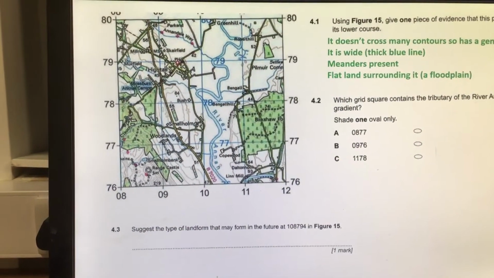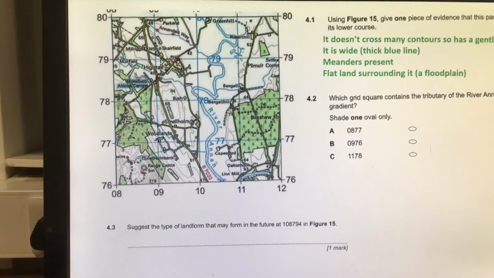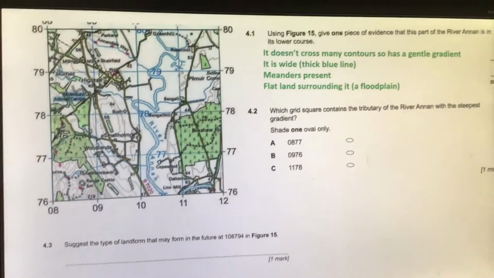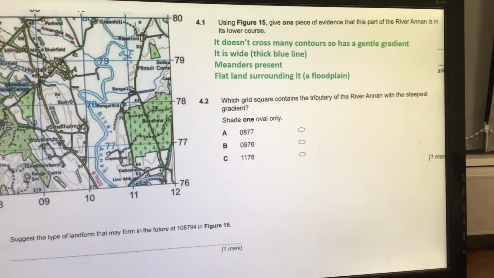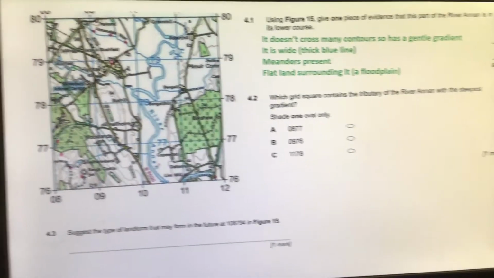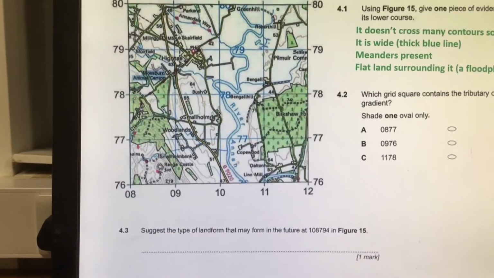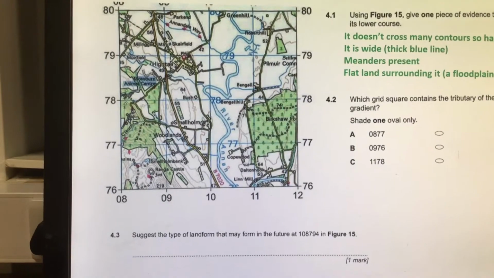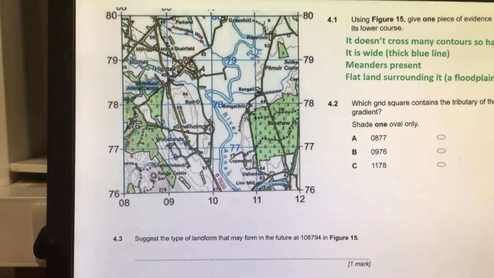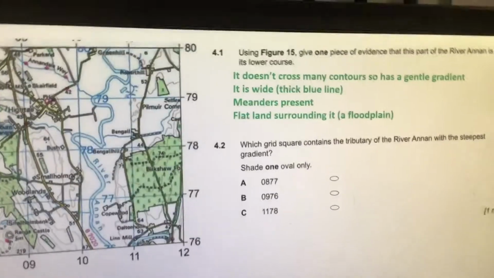And now we've got a few questions on rivers. So here we are then, we can tell it's Christmas, we've got another figure. It says, using figure 15, give one piece of evidence that this part of the river is in its lower course. So we've got the river here, and you've got to say what makes you know that it's the lower course of the river. And here's 4 possible things you could say.